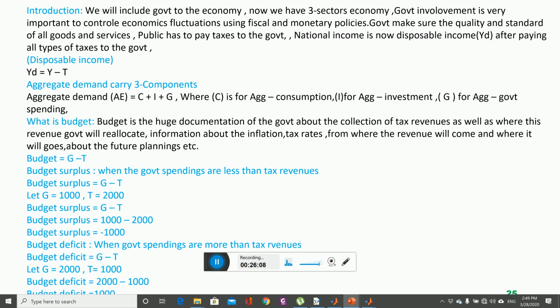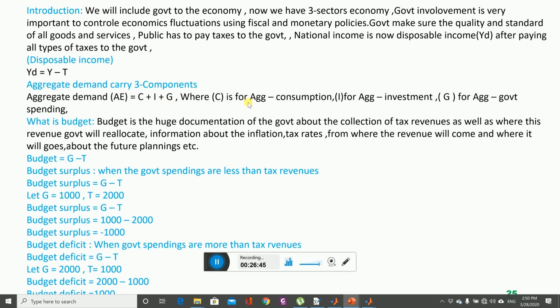Government also spends $1 billion on the public, government employees, on the defense, on the agriculture. In our country, Afghanistan, thousands of organizations are governmental organizations, and government pays $1 million salaries to the government employees, to support the economy. So it means G represents all the government spending, all the government expenditures on the country, on the society. So aggregate demand carries three components, C plus I plus G, as I write here.